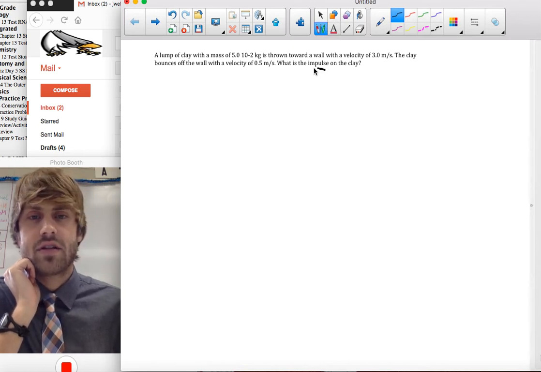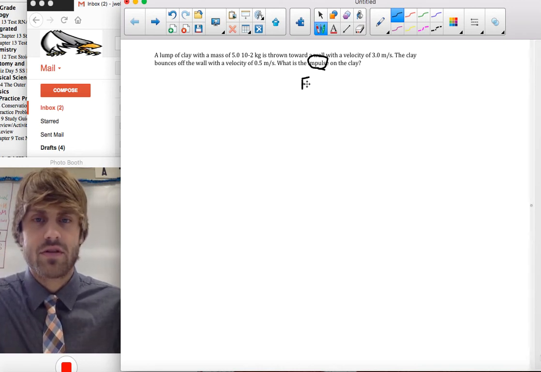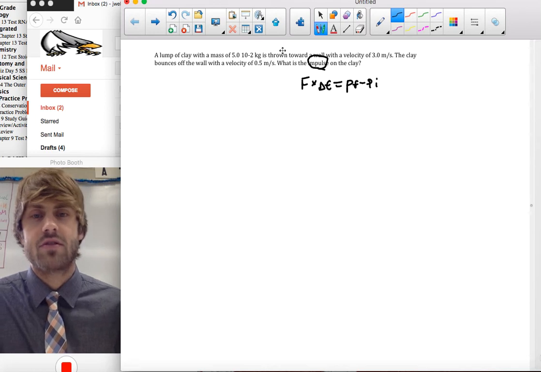So what they're asking us for is impulse. Yesterday we learned that impulse was equal to force times the change in time and was also equal to change in momentum, so our final momentum minus our initial momentum. We are given 2 velocities and a mass.